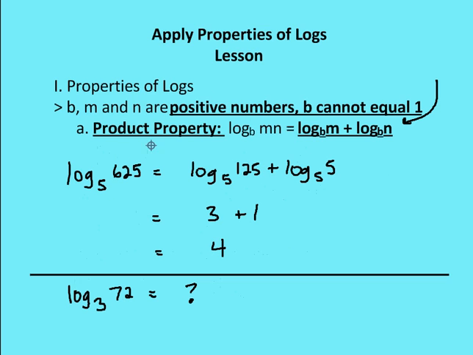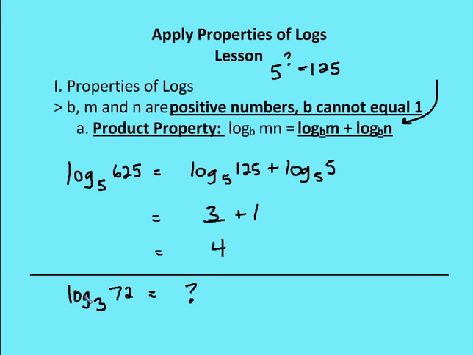So the product property, I'm going to give you an example. I have log base 5 of 625. I can separate that into log base 5 of 125 plus log base 5 of 5 if I wanted to. And log base 5 of 125 is equal to 3. Remember, if you were to rewrite this log expression in exponential form, 5 raised to some power is equal to 125. And we see that that value ends up being 3. Log base 5 of 5, as we know, is equal to 1. 5 to the 1 is equal to 5. I add these two values together, I get 4.